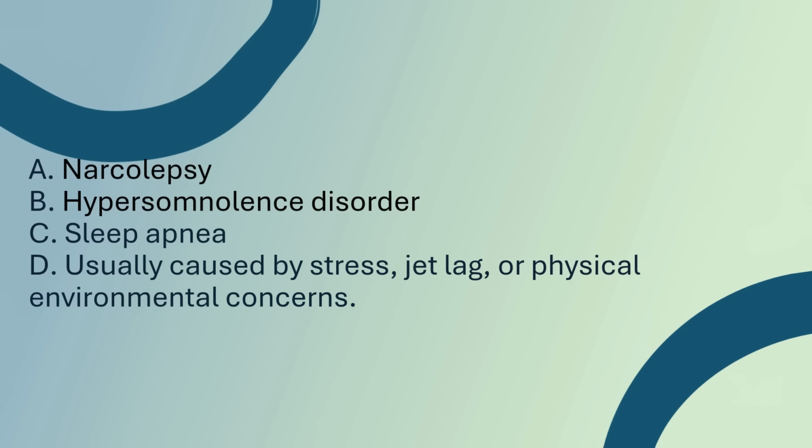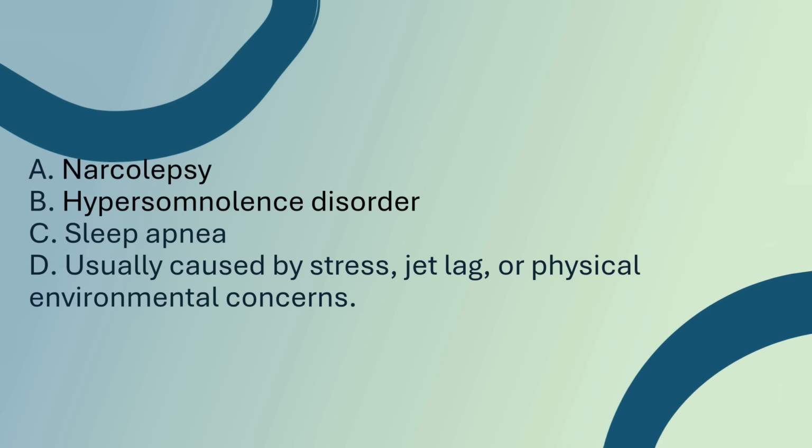So the choices are A, narcolepsy. And again, if you don't know what this is, we will go back and discuss that. But if you are an RN taking a psych mental health nurse practice exam or any exam that has to do with nurse practitioner, any of those exams, at this point, you should know what narcolepsy is. No judgment. I'm just saying you should know what that is at this point. That's choice A. Choice B is hypersomnolence disorder. C is sleep apnea, or D, usually caused by stress, jet lag, or physical environmental concerns.